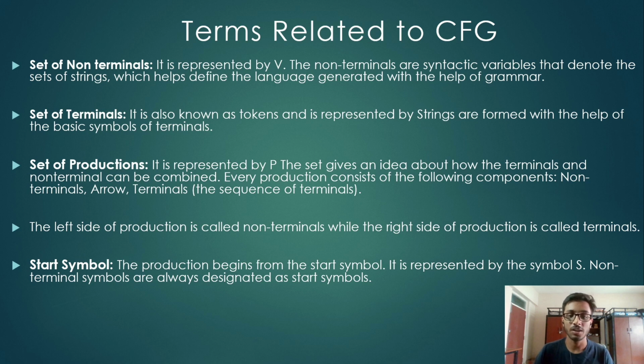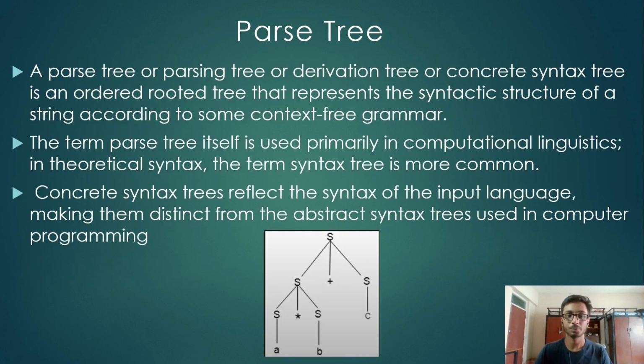Set of productions. It is represented by P. The set gives an idea about how the terminals and non-terminals can be combined. Every production consists of the following components: non-terminals, arrow, terminals, the sequence of terminals. The left side of the production is called non-terminal, while the right side of the production is called terminal. Start symbol. The production begins from the start symbol. It is represented by S. Non-terminal symbols are always designated as start symbol.